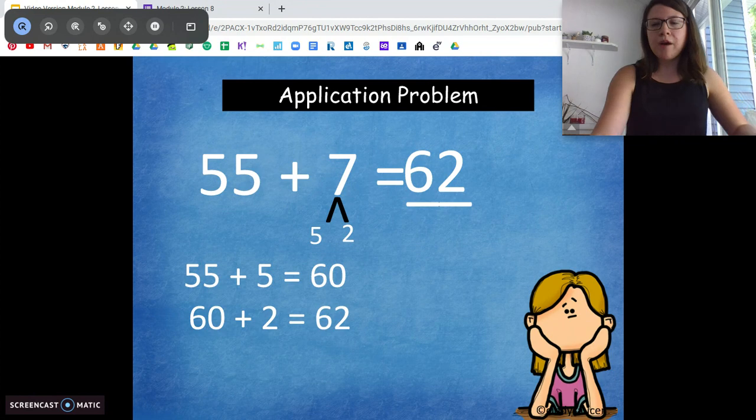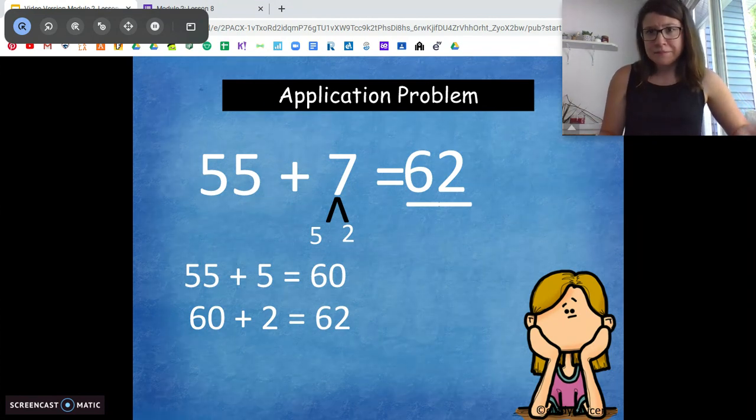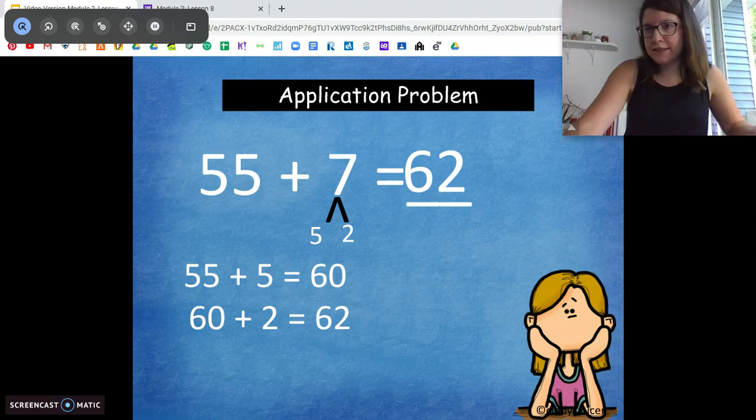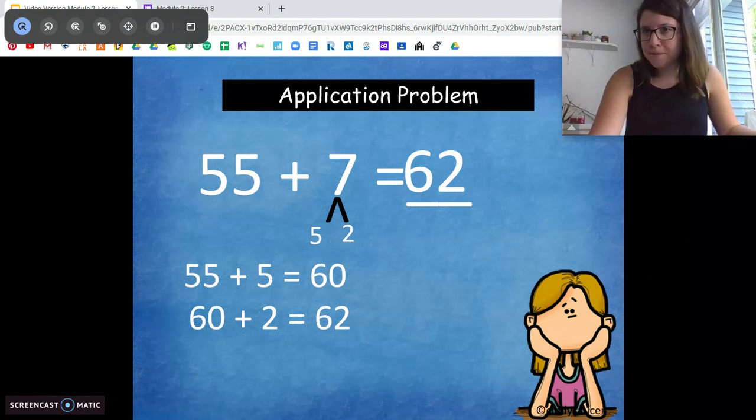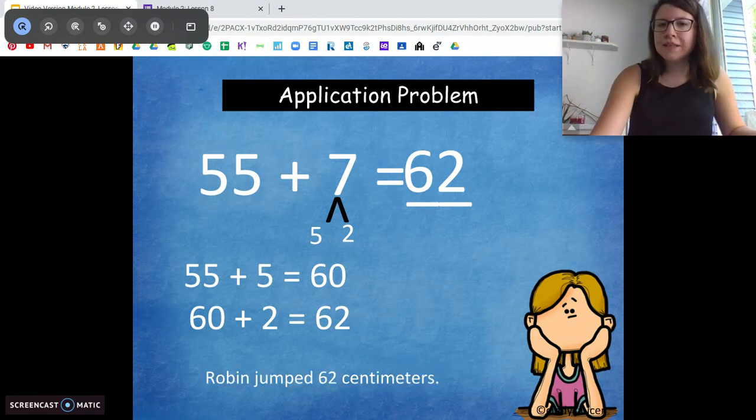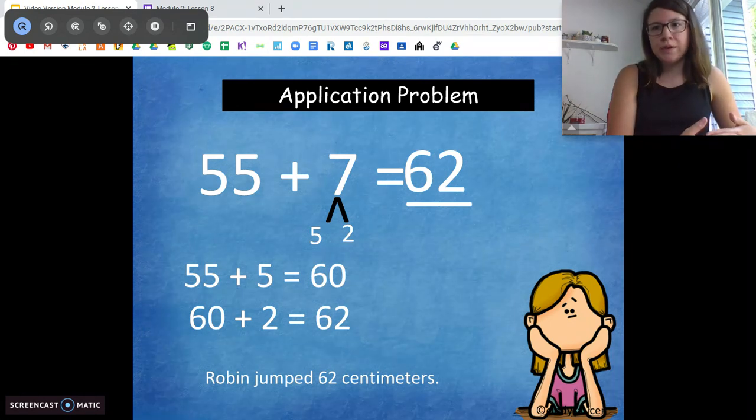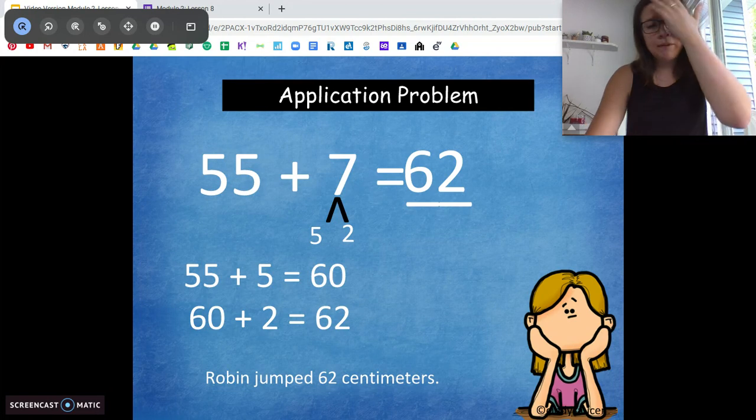Now remember, with word problems, are we done? We got to tell what that 62 means. What does that 62 mean? Robin jumped 62 centimeters. Just add that detail in the end since it's a word problem.